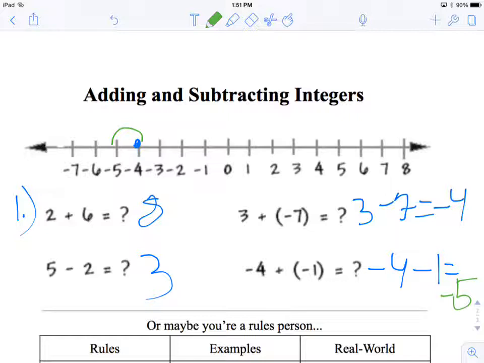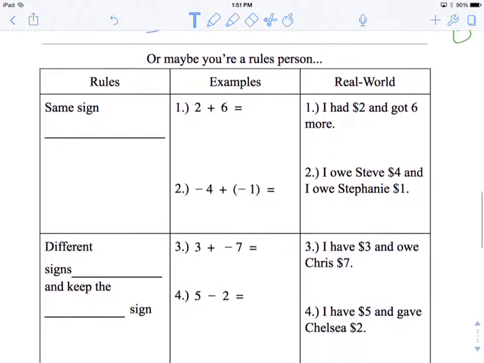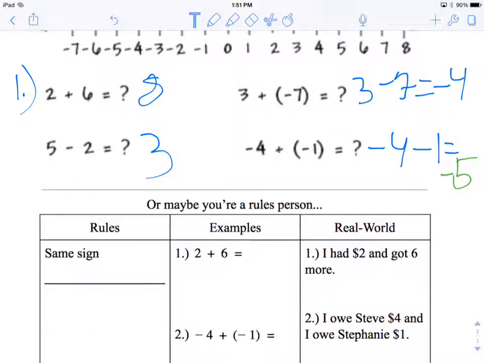So if you like to use the number line, you may draw a number line every single time. However, I do not. I like to know the rules. So if I have the same sign, for example, on number 1, I had the same sign. 2 was positive, and 6 was positive because the number in front is positive. That's when we add. So same sign, we add. And then another one with the same sign, we had negative 4 plus negative 1. Those are both negative numbers. So those have the same sign. We add, and then we keep the sign.